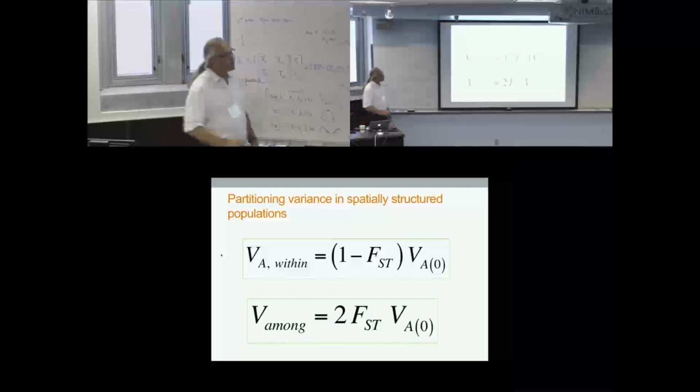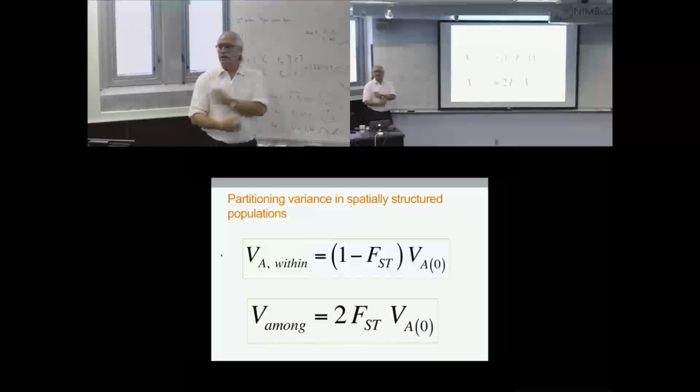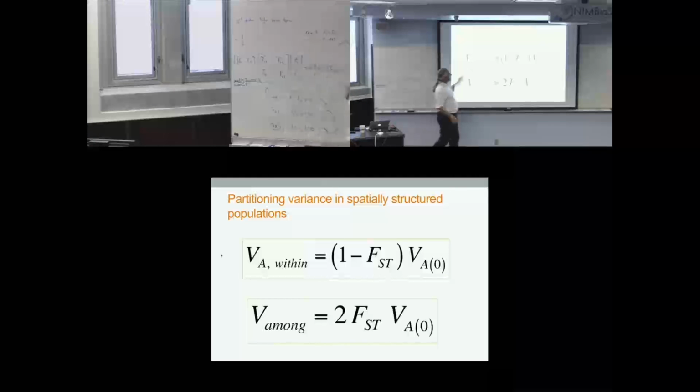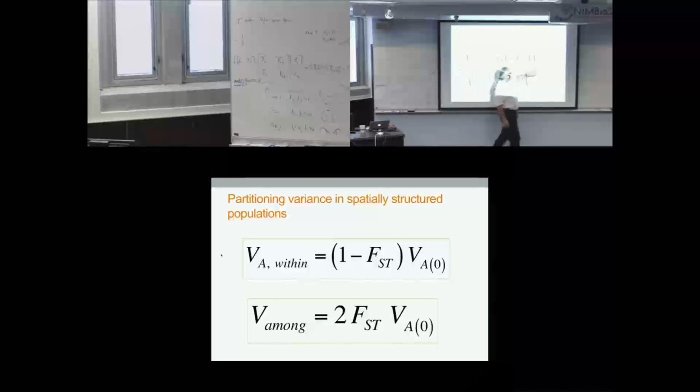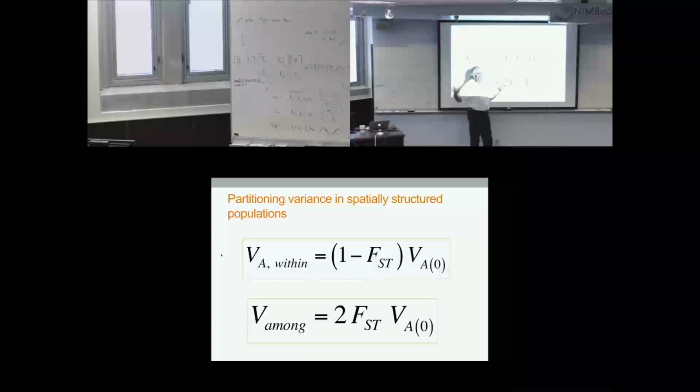Now Sewall Wright, and I can't remember the reference for this, but it was in the mid-40s, showed that under this circumstance, when alleles interact additively, we could predict the amount of additive genetic variance within a population by knowing what the overall genetic variance would be in a panmictic population and multiplying it by 1 minus FST.